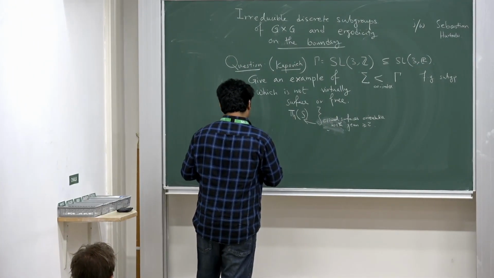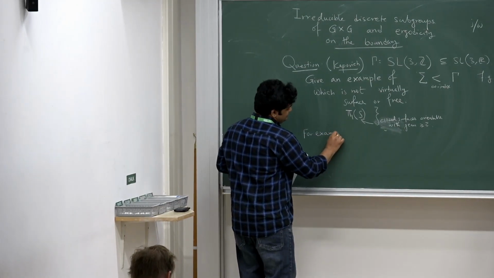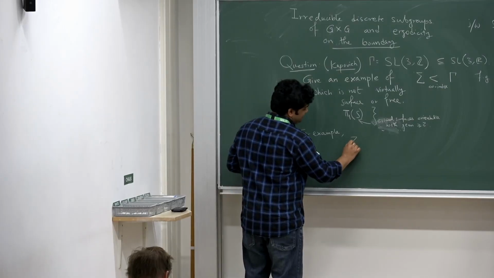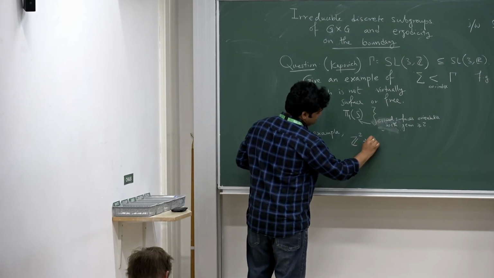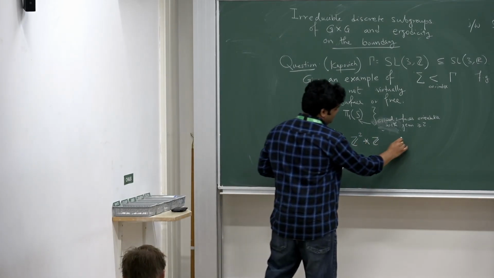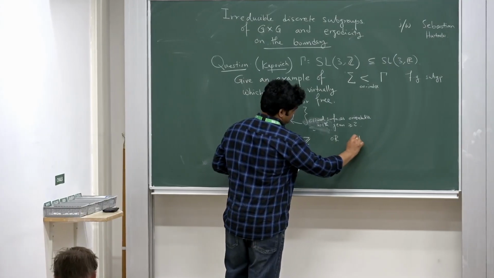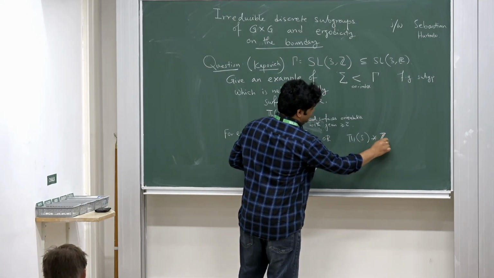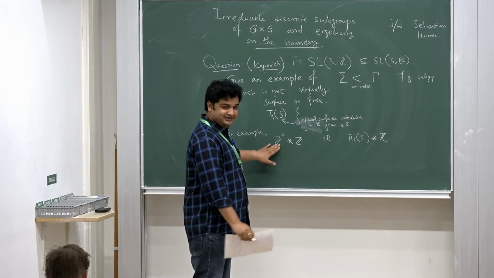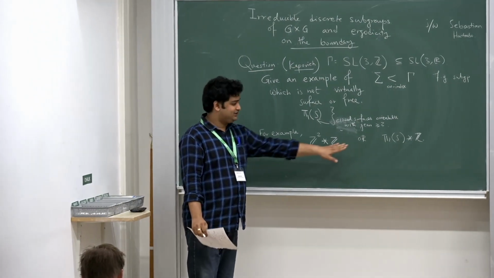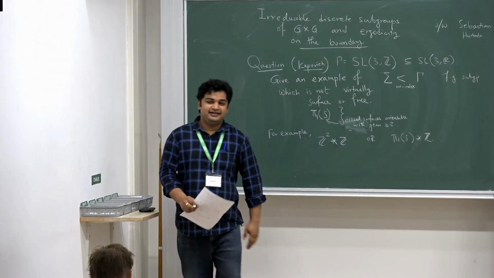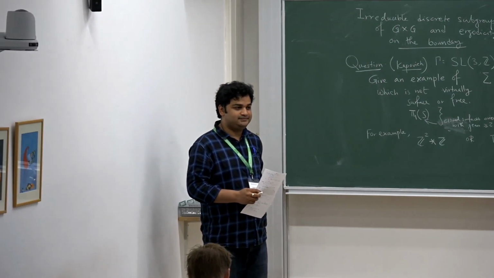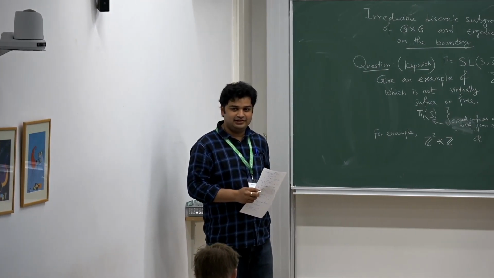So for example, can we embed this group or this group inside SL3Z? As you can see, I'm clearly distinguishing that this is not of this kind. Any question? Are there known examples of hyperbolic surface subgroups?